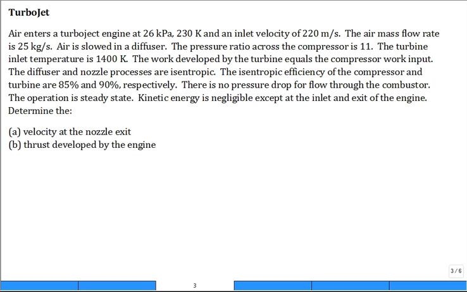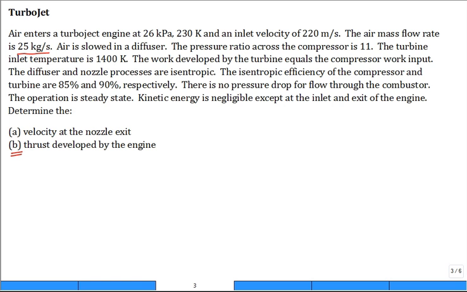So we have air entering a turbojet engine at 26 kPa and 230 Kelvin and an inlet velocity of 220 meters per second. The air mass flow rate is 25 kilograms per second. That piece of information, you just tuck it to the side because it's not needed until part B, and there's a lot of work to get to part A finished.